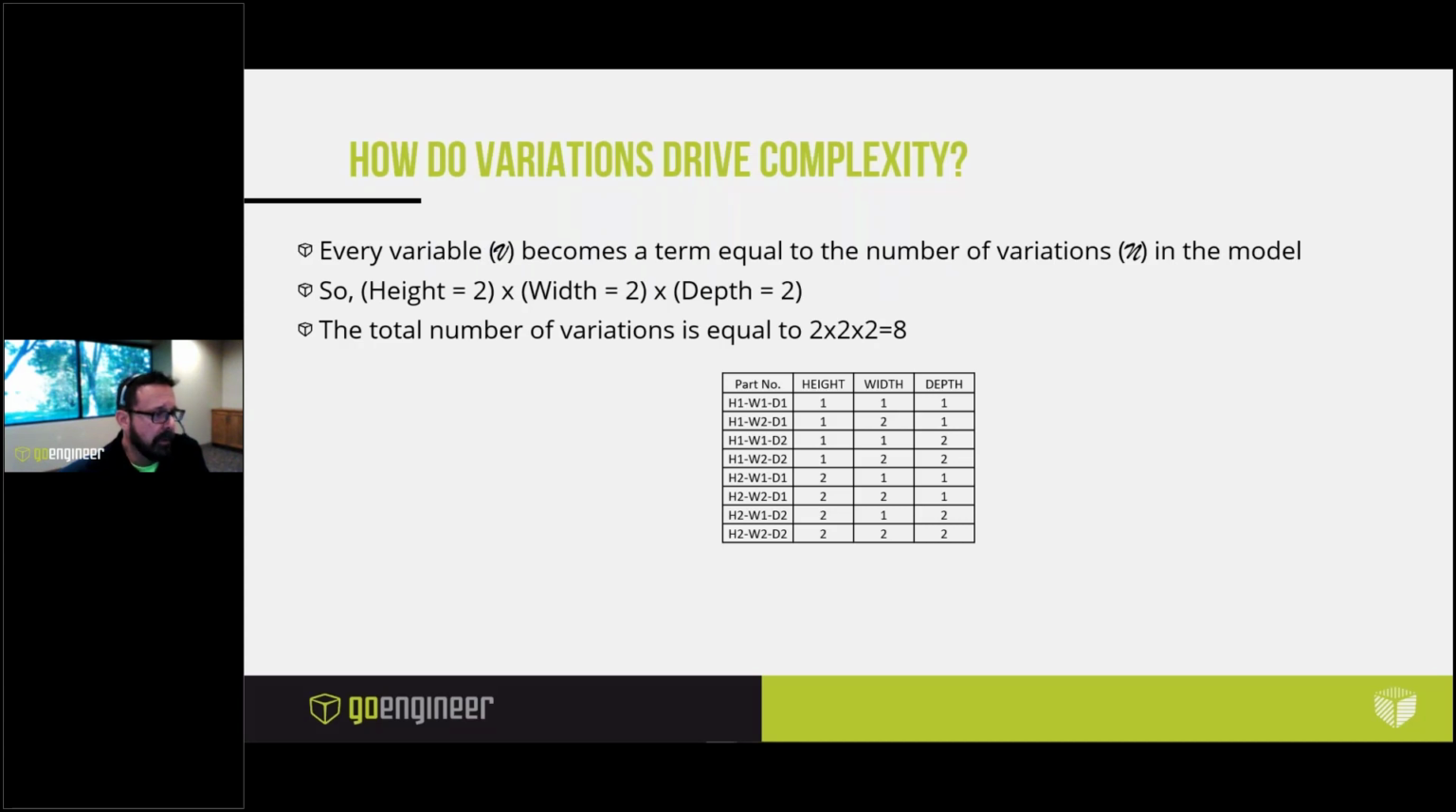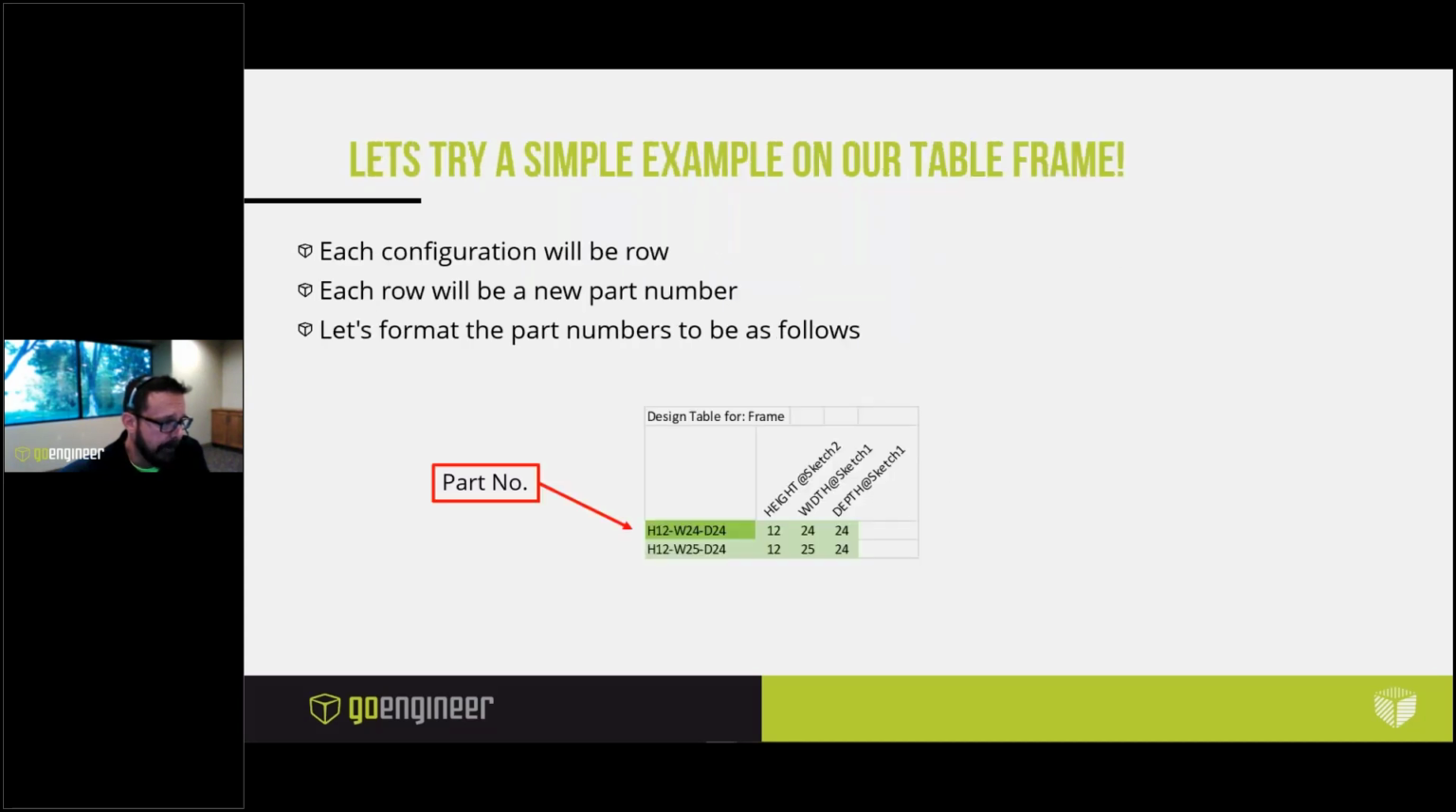So what does the math look like? Well, for this kind of variation, every variable, so that would be the height, width, and depth, becomes a term that's equal to the number of variations offered in that variable. So in other words, height would equal 2, width would equal 2, and depth would equal 2. And the number of variations would equal 2 times 2 times 2. So that equals 8, and there's our total number of variants, okay? So keep that formula in your head as we progress through this example, okay?